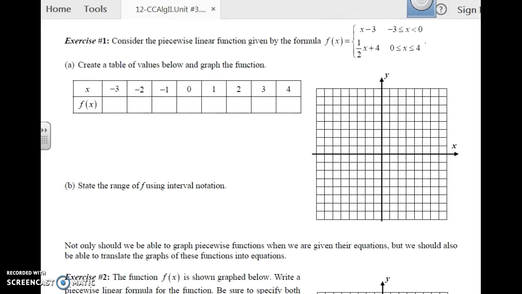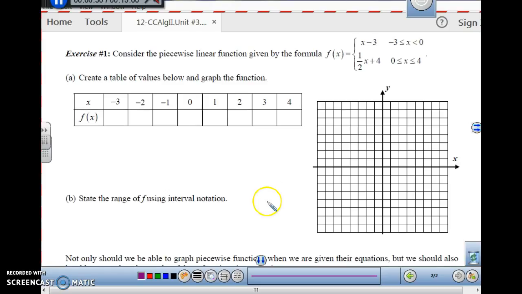So let's take a look at this piecewise linear function given by this formula. We have f of x equals x minus 3 and f of x equals 1/2 x plus 4. When we use these functions depends on the domain that is given. This is the domain over here. So for the first equation, we use this when x is greater than or equal to -3 and less than 0. So if I'm looking at my values of x here, my first equation would be used starting at -3, and I would use it until I get to 0. Now, would I actually use it for 0? No, because it's not included. So from here to here, I would use x minus 3.